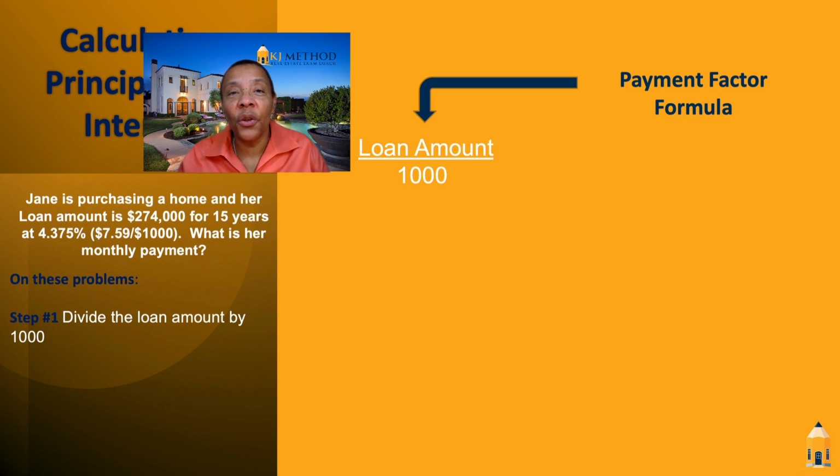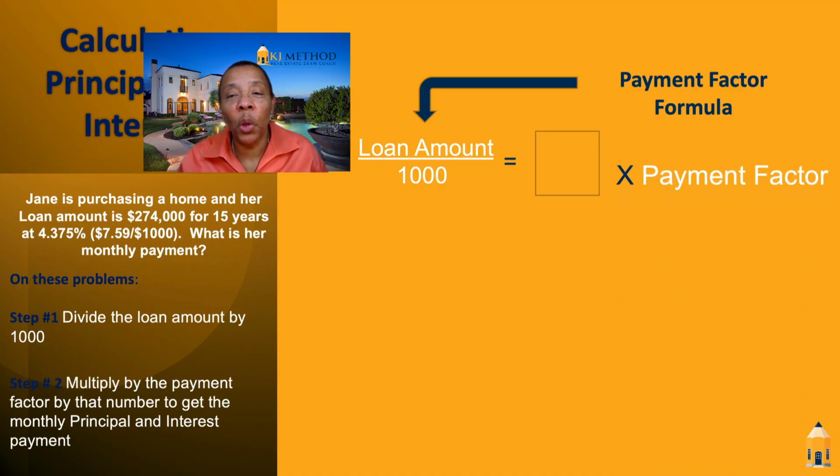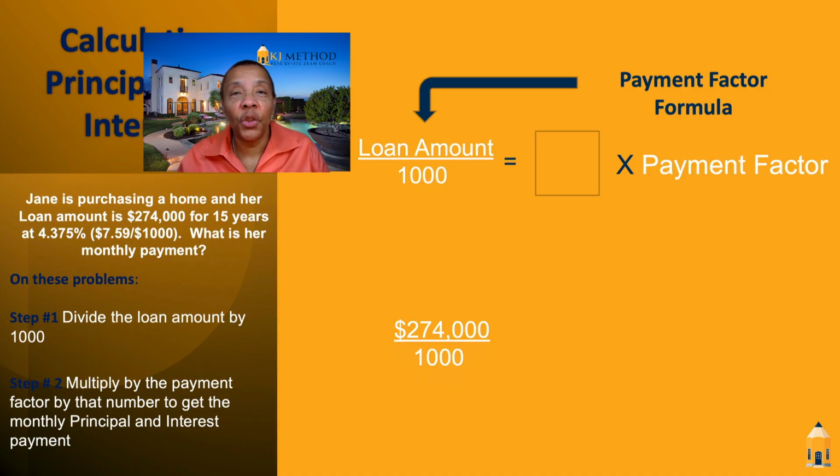So here's her loan amount. Now it gives you the loan amount here, sometimes it doesn't, and you know now how to figure out the loan amount. Her loan amount will equal a number, and then we're going to just multiply that number by the payment factor. This is one that's very easy, so you want to remember how to do this one. Her loan was $274,000 divided by 1,000, because let's find out how many thousands are in there. There's 274.